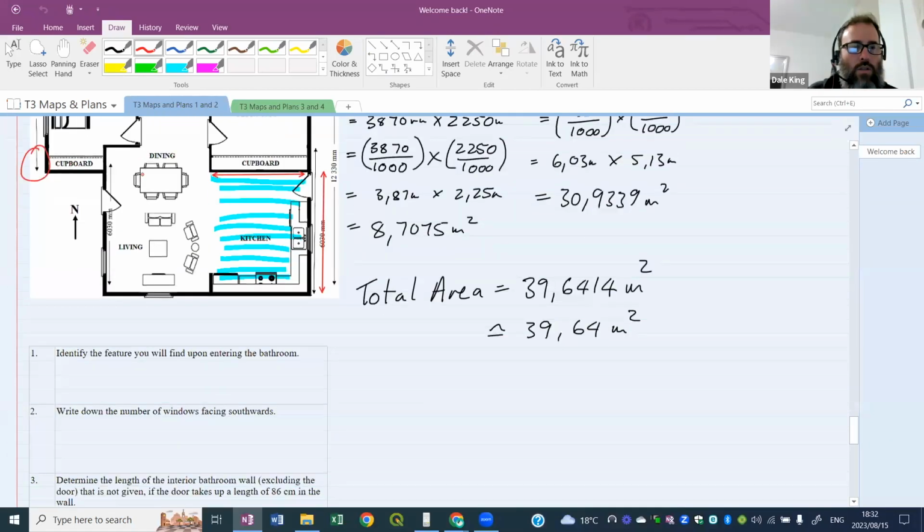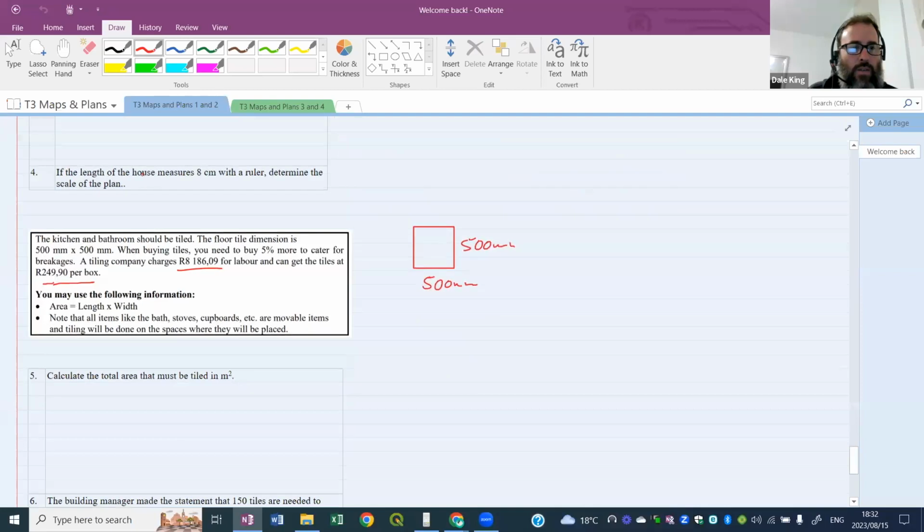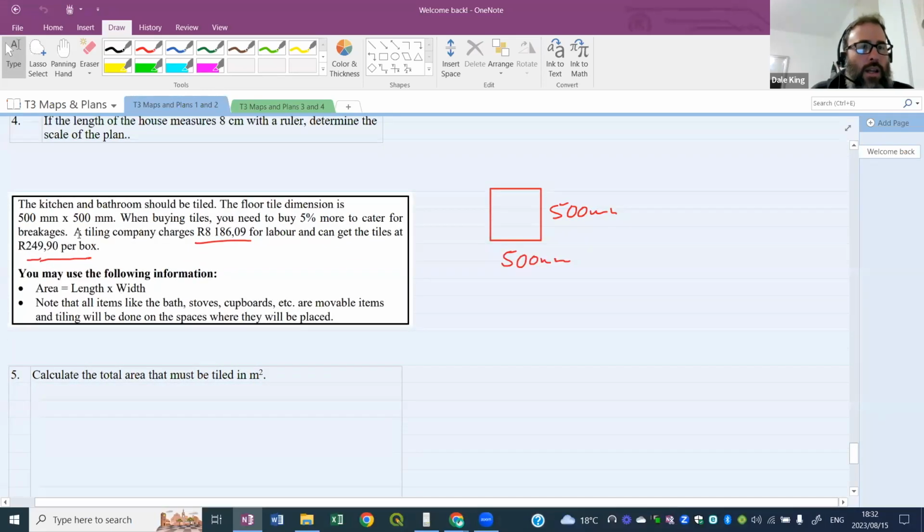We filled it in. Then in question 5, they asked us to calculate the total area that must be tiled. And we look at the contextual question. I'll zoom in here a little bit. It said the kitchen and the bathroom must be tiled. The floor tile dimension is 500 millimeters by 500 millimeters.